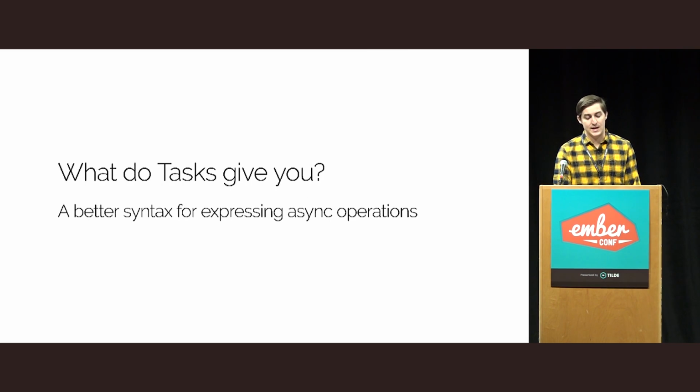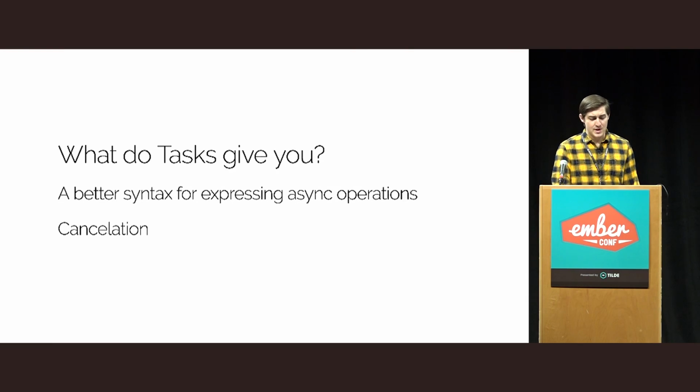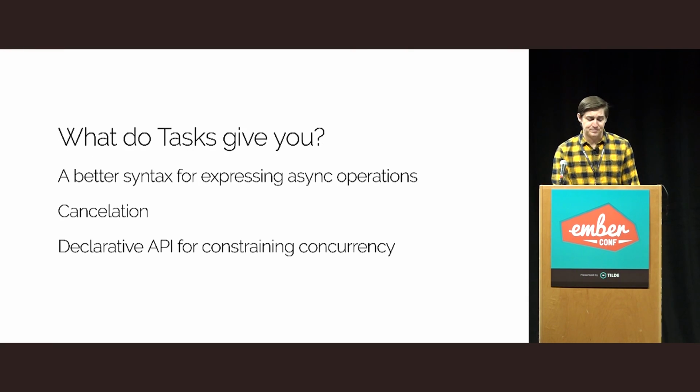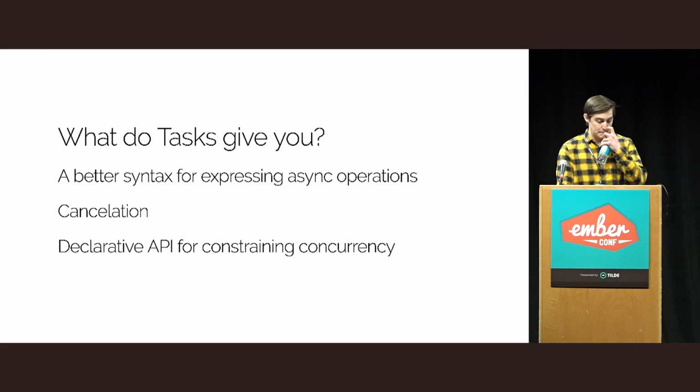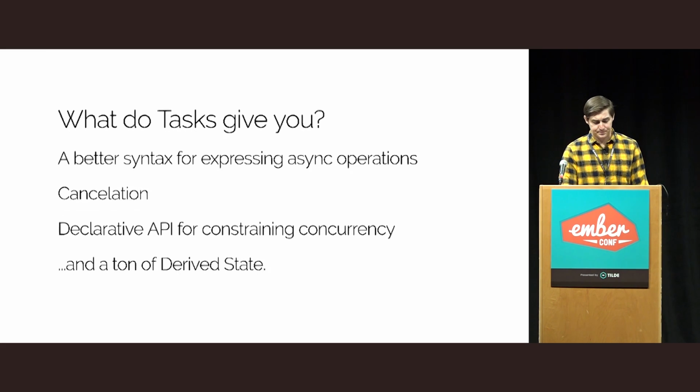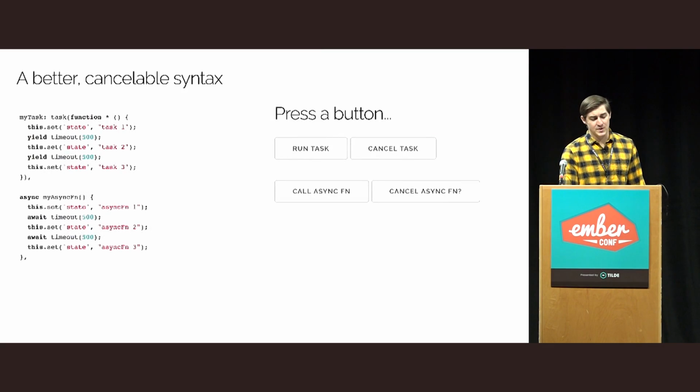So what does a task give you? It gives you a better syntax for expressing async operations, similar to async await, but in a manner that gives you cancellation. It supports cancellation, first class. It is also a declarative API for constraining concurrency. So not only can you express these operations in a nicer fashion that's cancelable, but you have an API that prevents these operations from happening at the same time using any number of approaches. And what I'm focusing on more in this presentation is that it gives you a bunch of derived state.